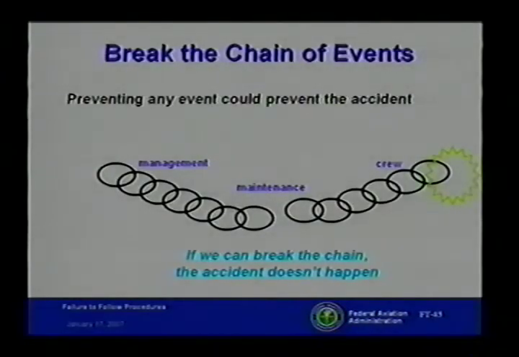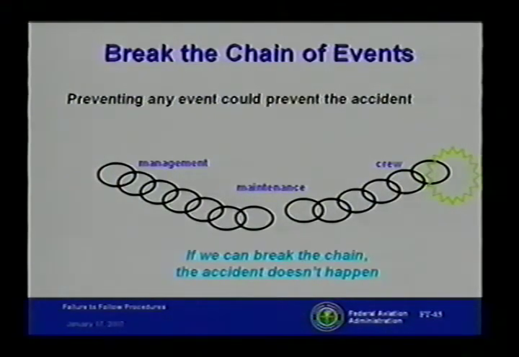You've got a chain of events here. So how can you know that you're not going to have an accident? How can we do things in there that will keep that accident from happening? Well, you have management that is there. They're taking care of the oversight of the operation, maintenance, and then the crew.